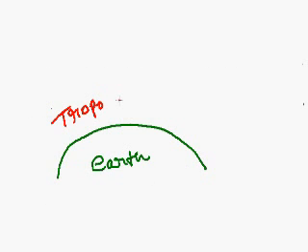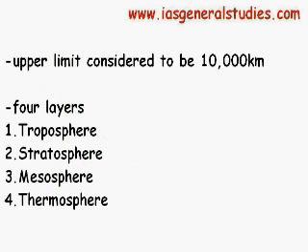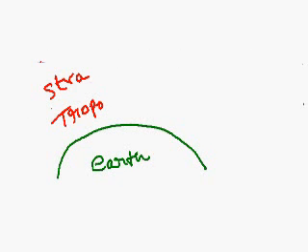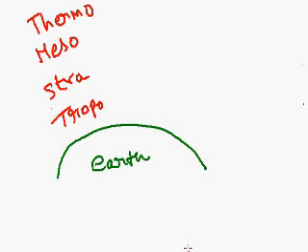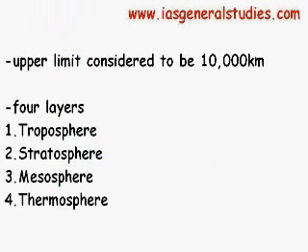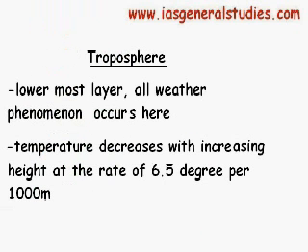Okay, the first layer is the troposphere, then we have the stratosphere. What is the next layer? Mesosphere, then thermosphere. So the order is very important. Troposphere, stratosphere, mesosphere and thermosphere. Okay, fine. Now let us study about the troposphere.